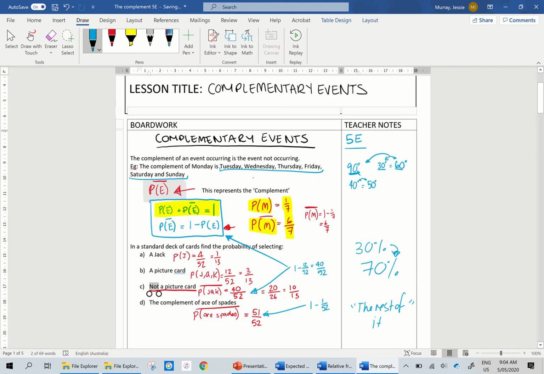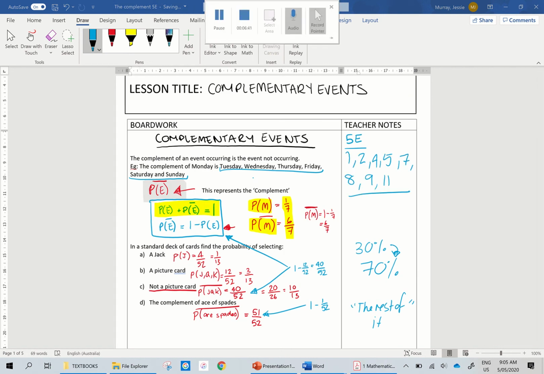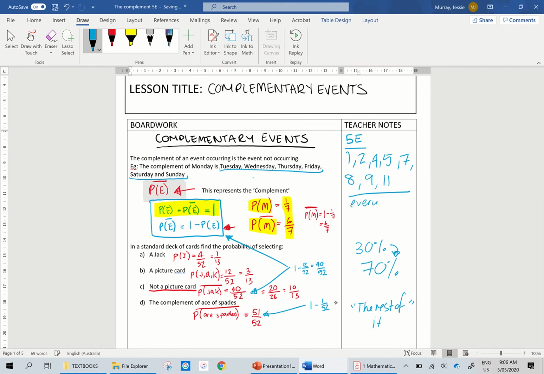All right, I want you to have a go at 5E and have a go at those questions there: 1, 2, 4, 5, 7, 8, 9, 11, and I want every letter in those ones.